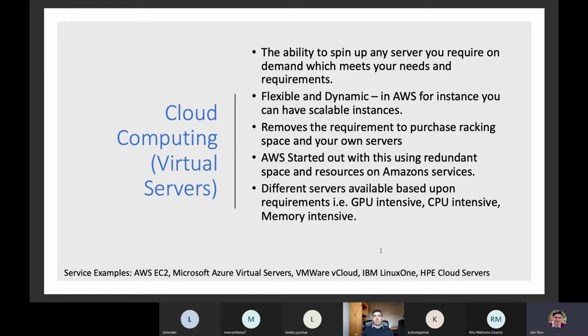So AWS started out with us using redundant space and resources on Amazon services. So different servers are available based upon different requirements. So these cloud services, you can go on and specify, I need a really powerful computer, or I just need a simple computer that's just reliable. I'm just hosting a website. Okay. So you can specify what type of machine you'll need or how many you think you'll need, and then let the cloud do the work for you.